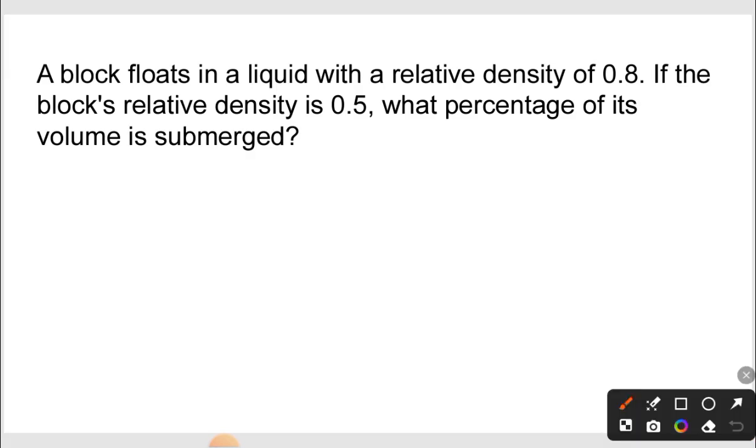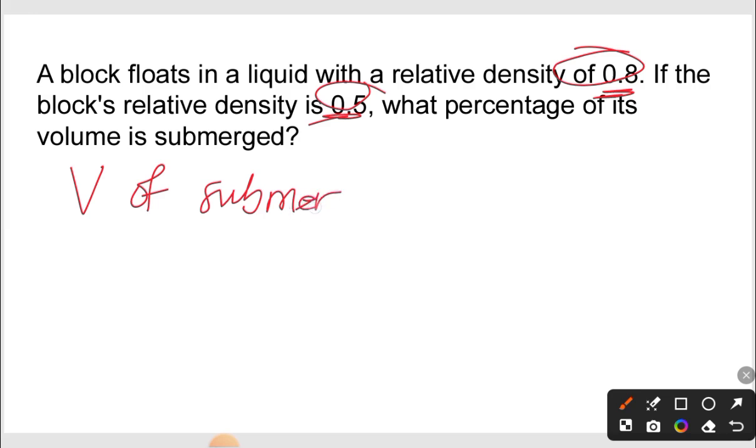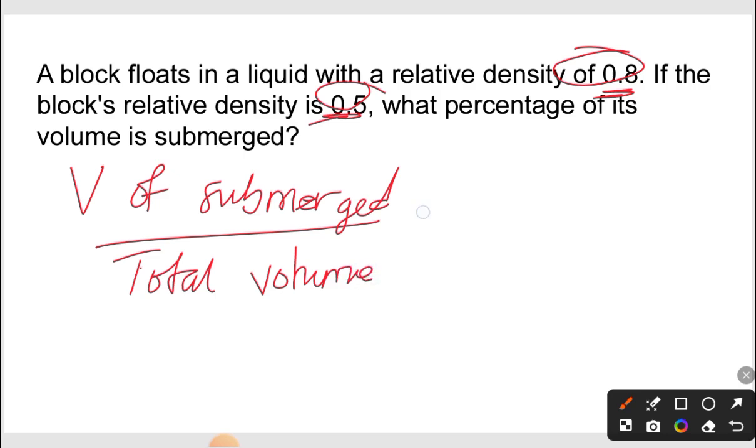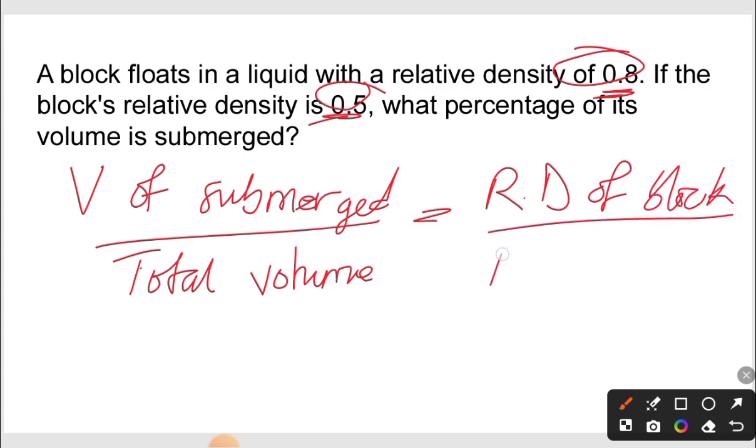Now to the next one. A block floats in a liquid with relative density of 0.8. If the block's relative density is 0.5, what percentage of its volume is submerged? For a floating object, the volume of submerged over total volume will be equal to relative density of the block over relative density of liquid.